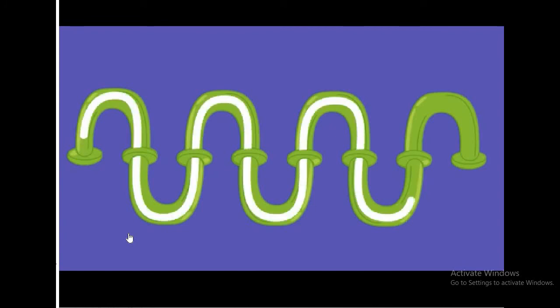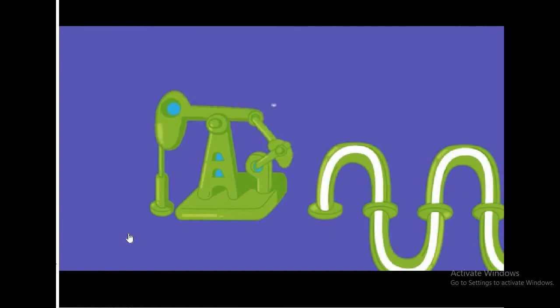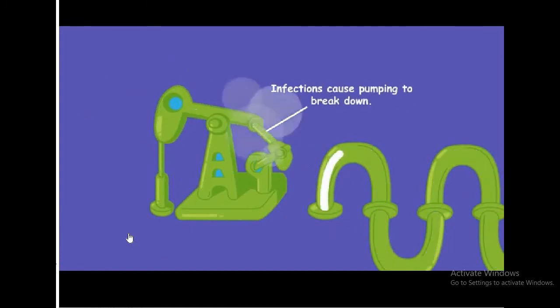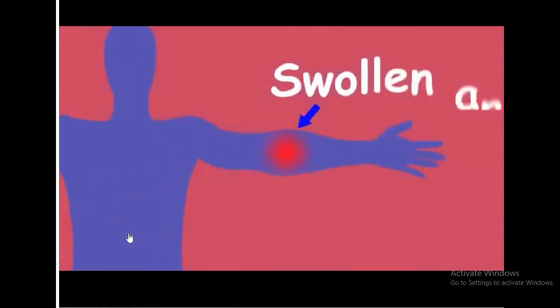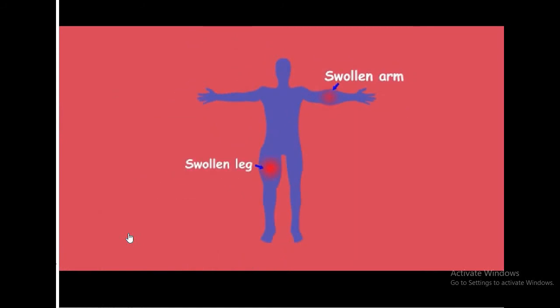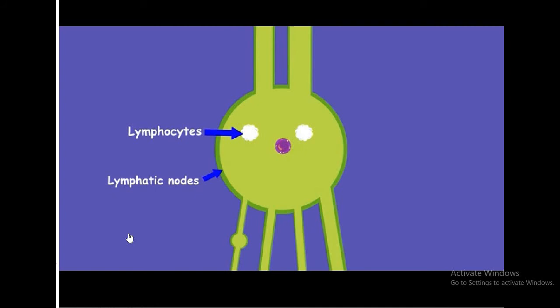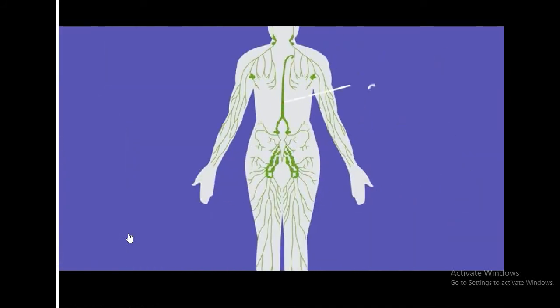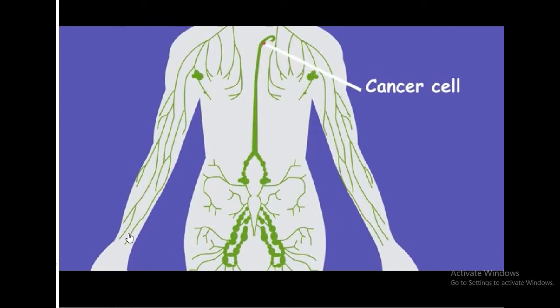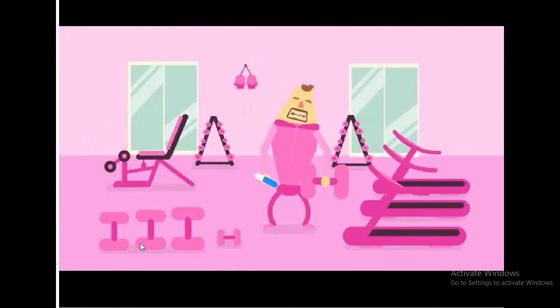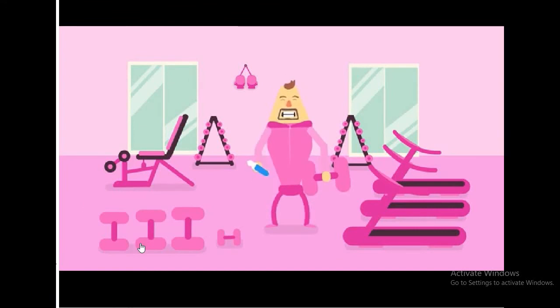Unfortunately, like any sewer system, things can go horribly wrong. Sometimes we get infections that cause the pumping to break down. This can cause your arms or legs to swell to huge proportions. Sometimes the debris or other bad substances can make it past lymph nodes. Sometimes cancer cells do this and spread the cancer to other parts of the body, which obviously isn't good. For now, we wish you all the best for your lymphatic.